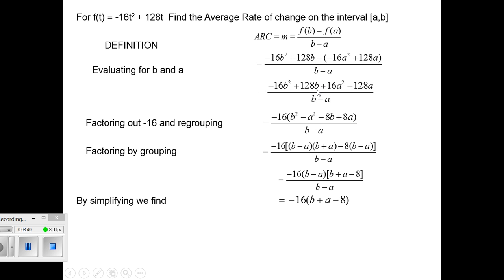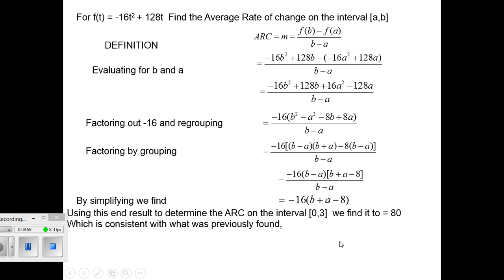And then you have to factor with the intent that somewhere you have to find a common factor of b minus a in the numerator, which will facilitate a nice clean simplification, the canceling in the numerator and denominator, okay?